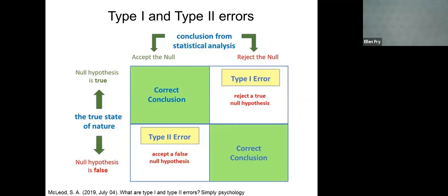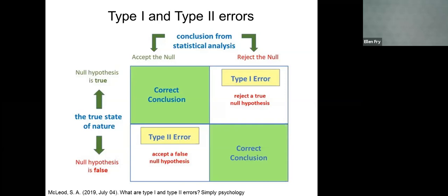If we make a decision based on our statistical results, there are 4 possible outcomes that we see in this figure. 2 of these outcomes are correct: when we accept the null hypothesis and it is true, and also if we reject the null hypothesis and it is false. The other 2 outcomes are wrong, and they are named a type 1 or a type 2 error.